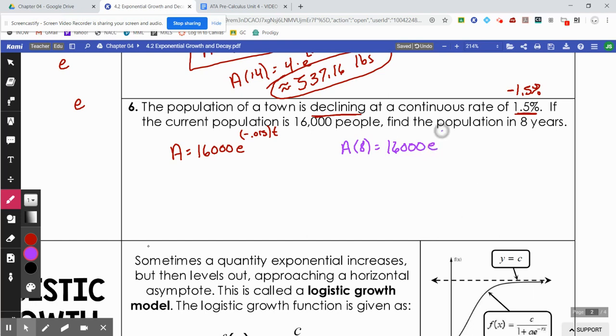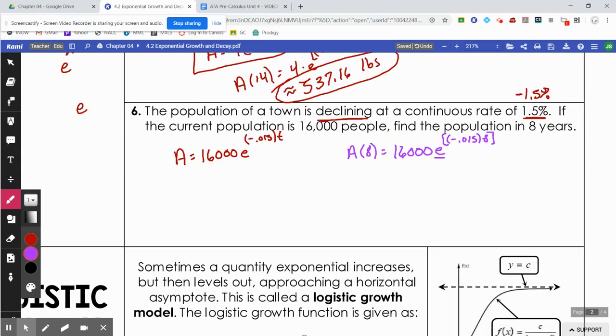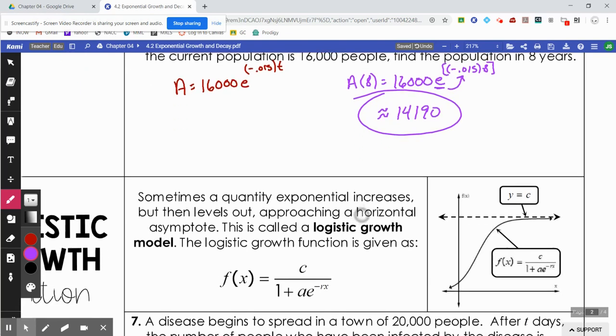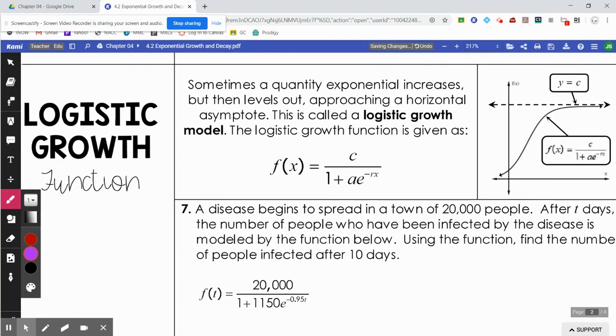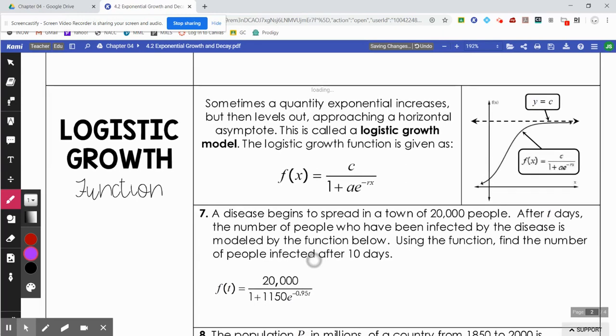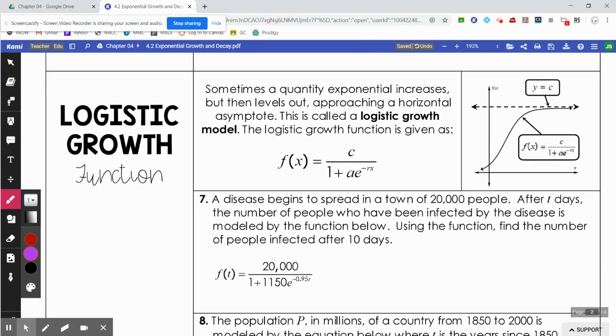So we're going to do 16,000 times E to the negative 0.015 times 8 power. Make sure you raise or multiply these powers together before you do e to that power. Also, make sure that you don't multiply 16,000 by e first. You must raise e to the power first, then multiply it by 16,000, and you're going to get 14,190 people. And again, that's an exponential decay there. That's, again, using the continuous interest there.